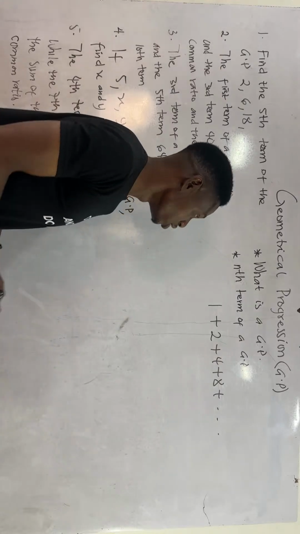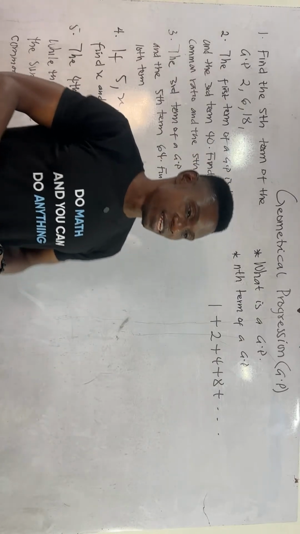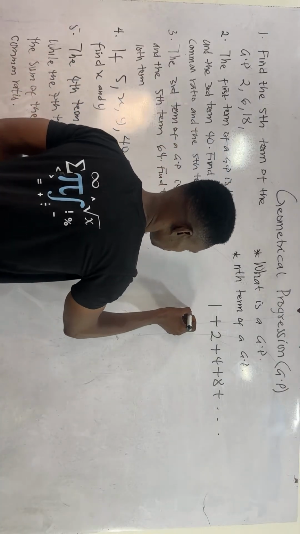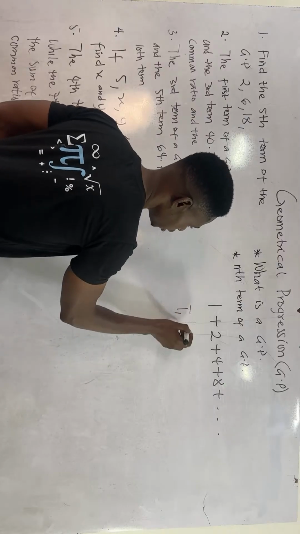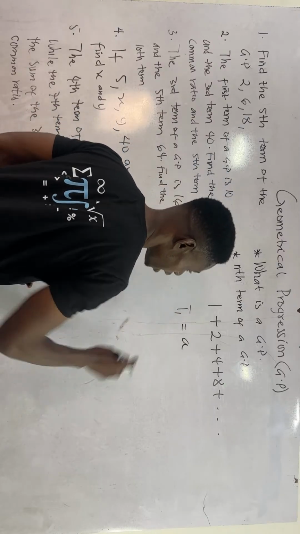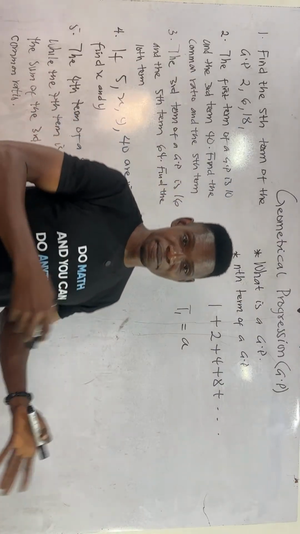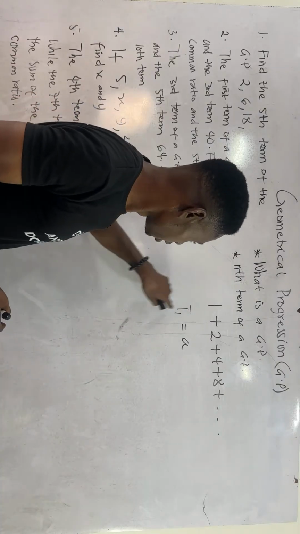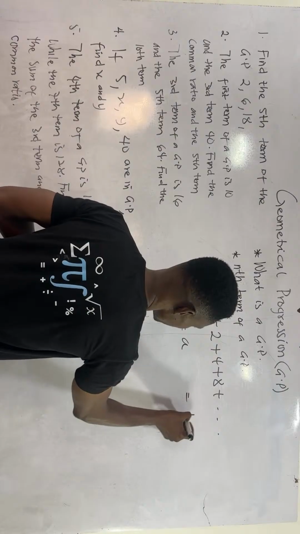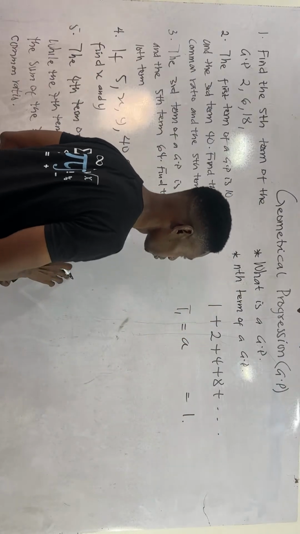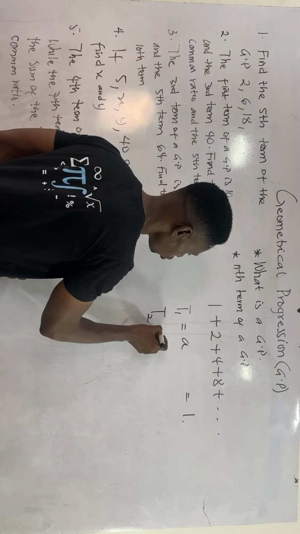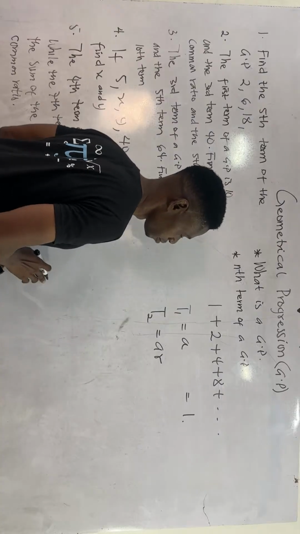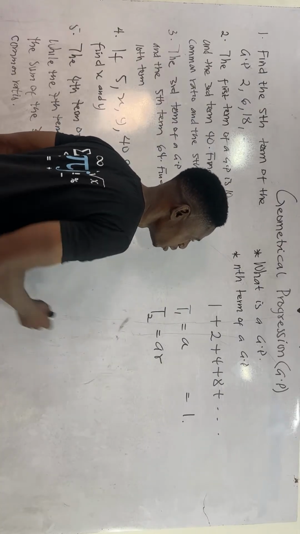So this is obviously a GP. So we know that, right? Now, what is the first term of this GP? The first term, T1. We are going to call it A. Remember, last week we called the first term A. So our T1 is equal to A, and the answer is 1 here. Our T2 will be A multiplied by R. A multiplied by R. That's that common ratio.